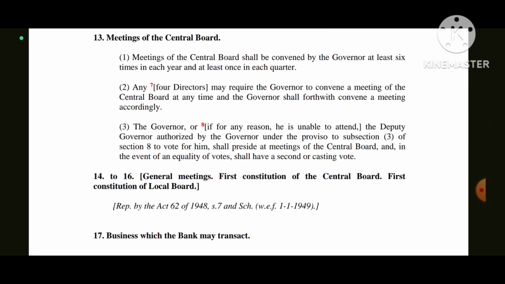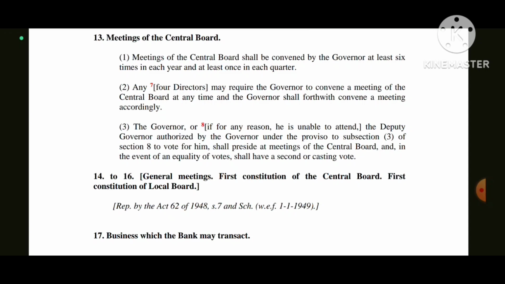Meetings of the central board shall be convened by the governor at least 6 times in each year and at least once in each quarter. So the meeting of the central board has to be convened by the governor at least 6 times in a year and at least once in each quarter. Any 4 directors may require the governor to convene a meeting of the central board at any time, and the governor shall forthwith convene a meeting accordingly.